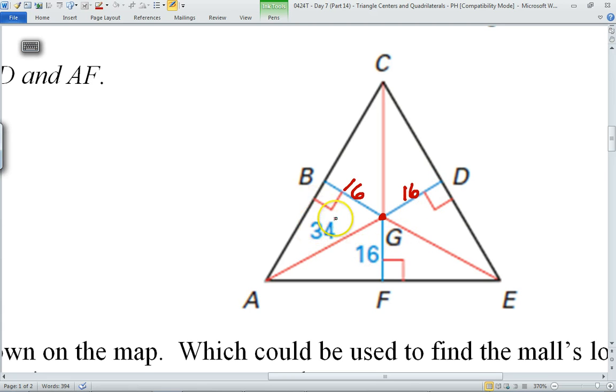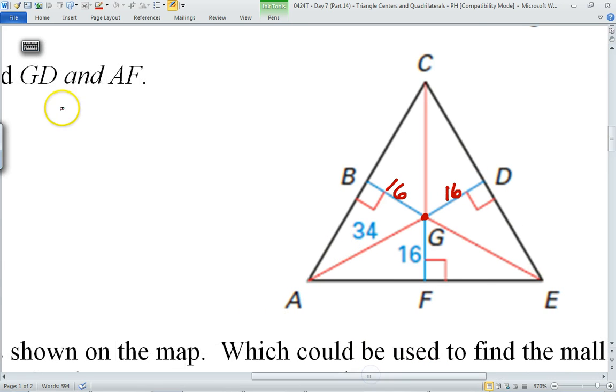Now if I need to, I can do the Pythagorean theorem on any of these triangles here. But let's see what we're supposed to find. We're supposed to find GD and AF. Well, GD is 16. It's right there. So we already found that. That's 16. Now what about AF? Okay, AF is down here.